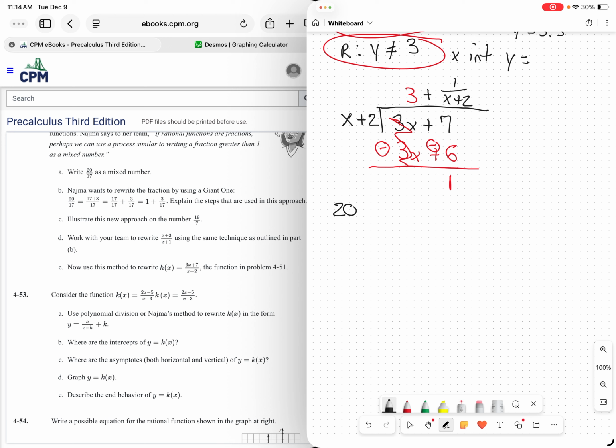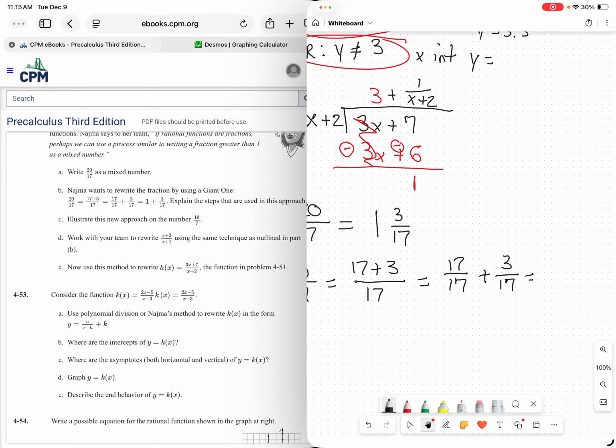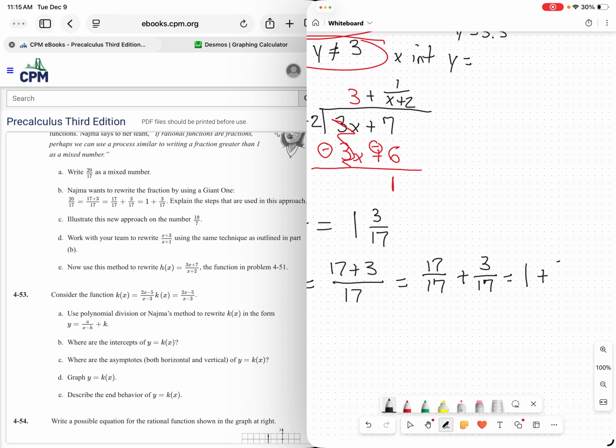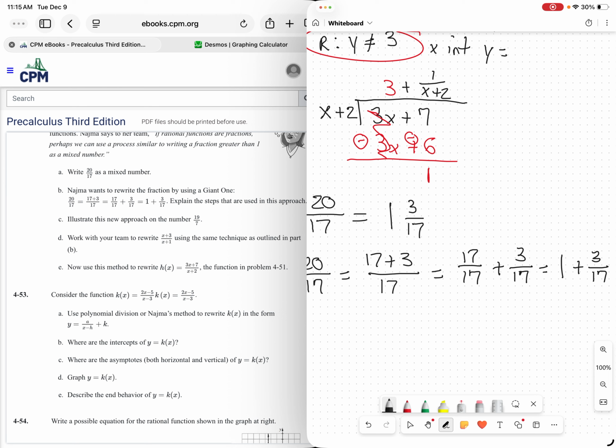If we rewrite 20 over 17 as a mixed number, that would be 1 3/17. That's our mixed number. Okay, so how do we do that? If you look at B, how does she do it? She takes 20 over 17, rewrites that as 17 plus 3, and then splits this up to 17 over 17 plus 3 over 17, and then the 17 over 17 becomes 1. So it's 1 plus 3 over 17. Okay, so you can see there how she did that.